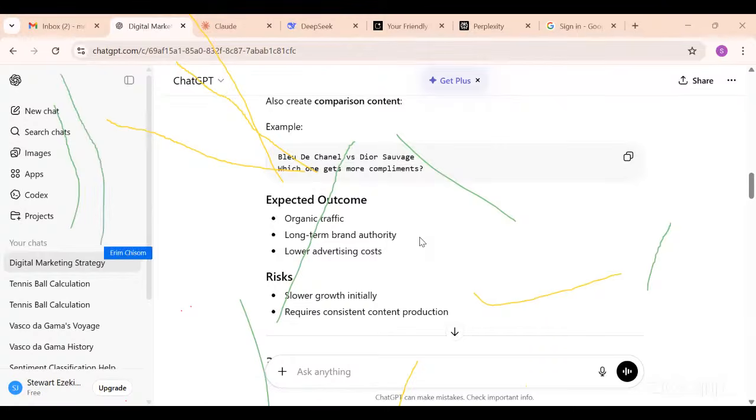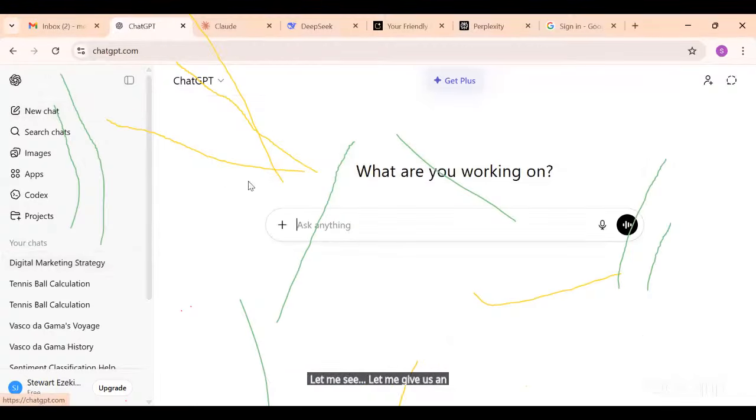Let me see. Let me give us an example. Oh God, please, sorry, let me reshare the screen because these drawings are not for me. Okay.